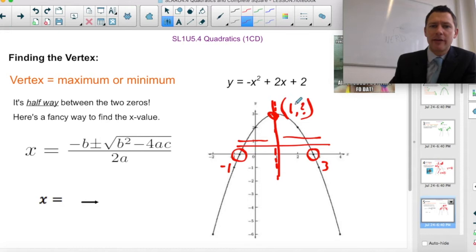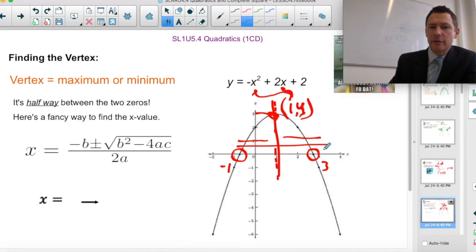How would you find the y value? Put the x in there and x in there, and then solve for y, right? So you get -1 plus 2, so 1, so 3, just like we kind of think, right? So that's one way to find it.